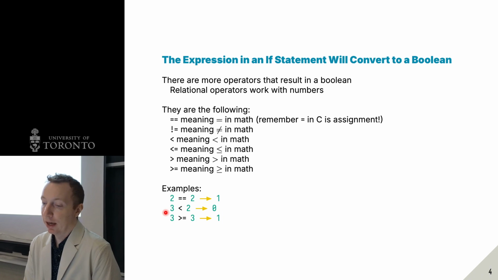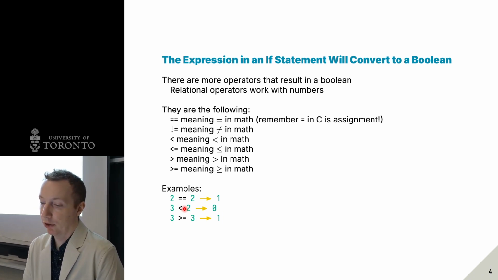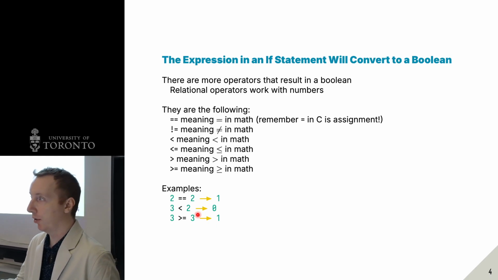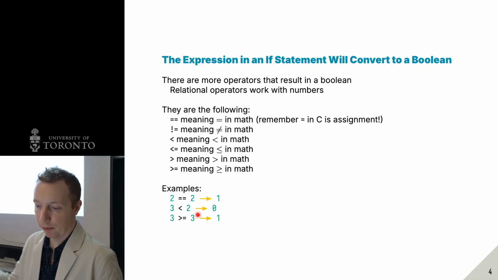If I ask, hey, is 3 less than 2? The answer to that is no. So C will give me its representation of no, which is 0, or false.